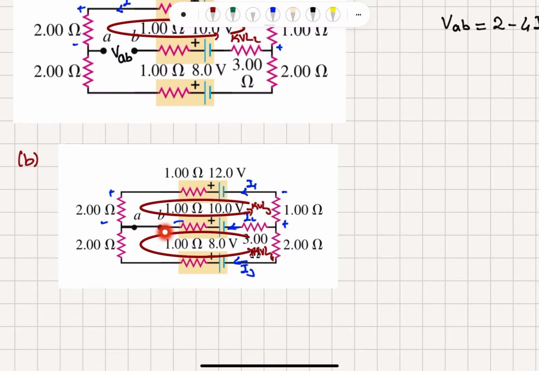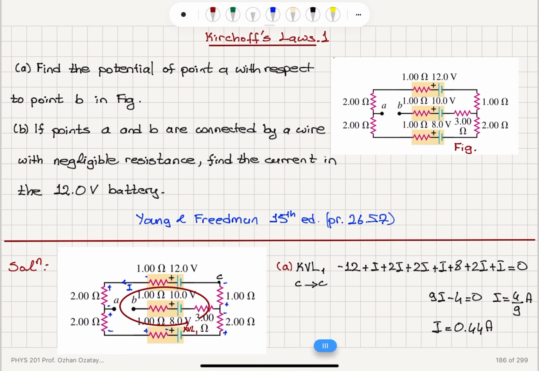there is a wire that connects A and B. Now what I want to know is the current in the 12 volt battery. Where is the 12 volt battery? It's the top one. Okay.